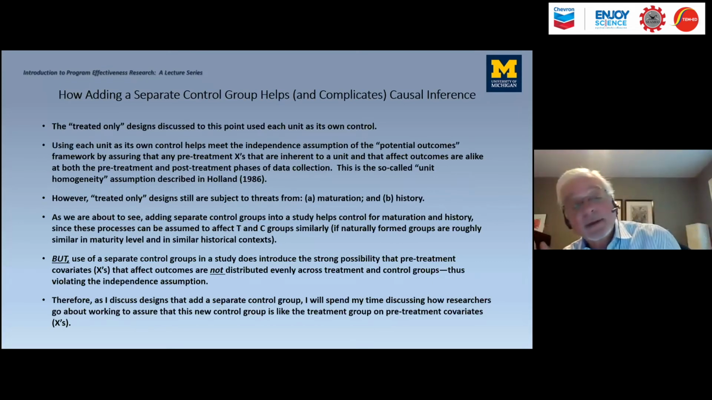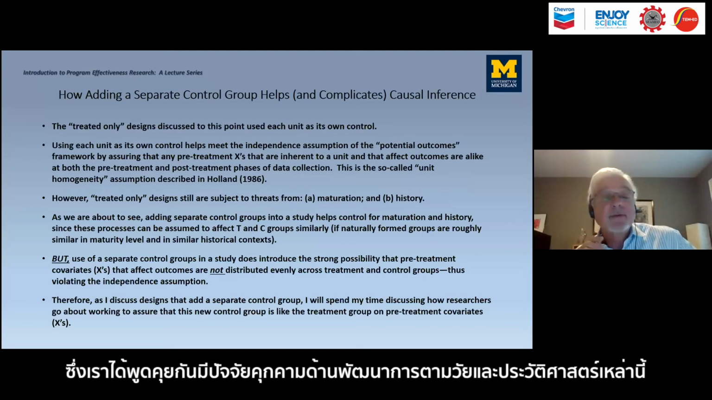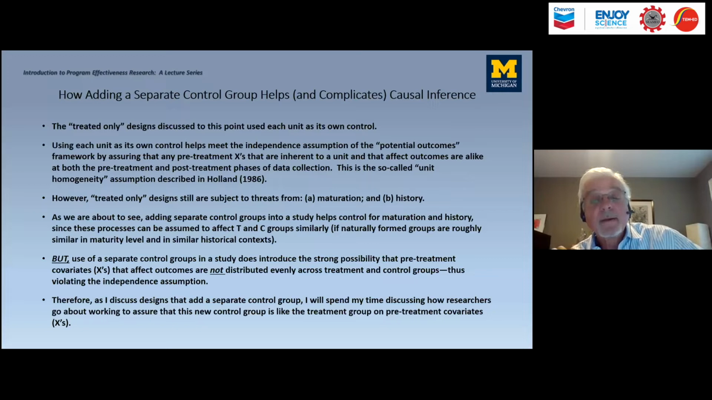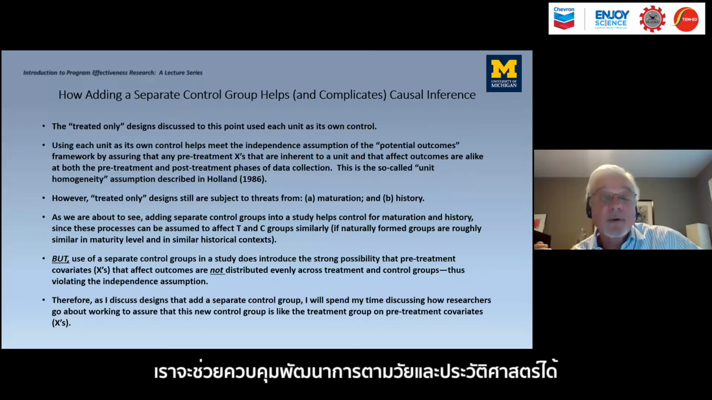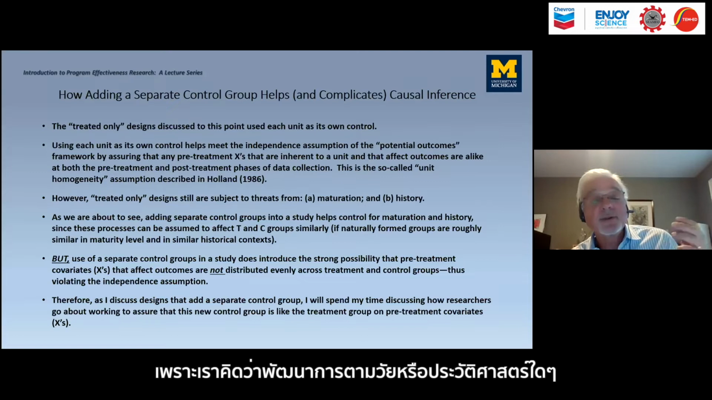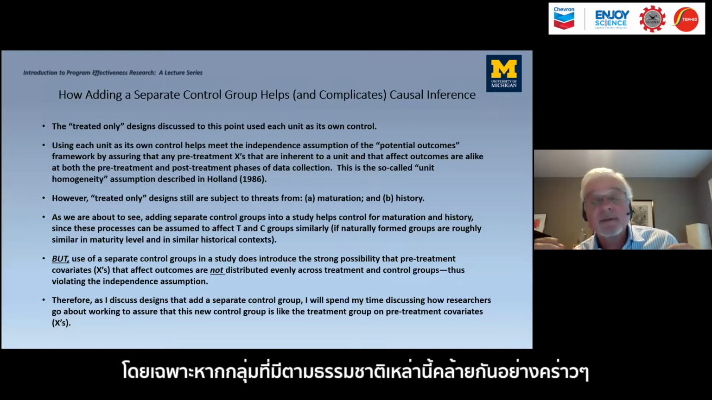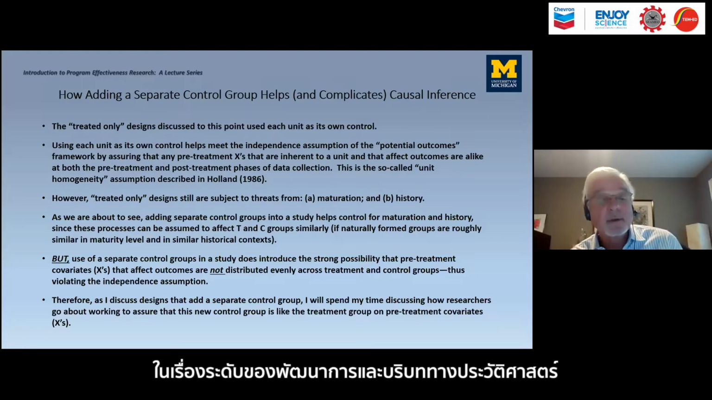You know, the treated only designs that we have discussed have these maturation and history threats. But if we add these separate control groups into a study, we help control for maturation and history, since we assume that any maturation or history is going to affect the treatment and control groups similarly, especially if these naturally formed groups are roughly similar in maturity level and are in similar historical contexts.